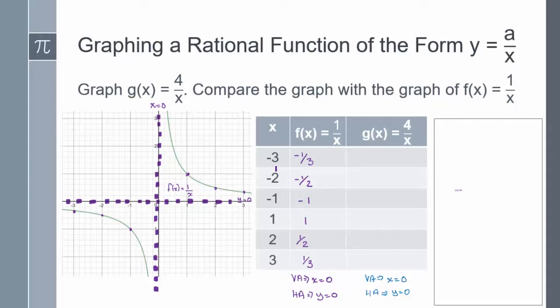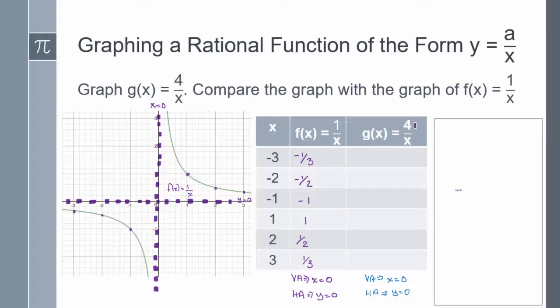So now I'm going to choose points that are to the left and to the right of my vertical asymptote x equals 0 and plug it into the function and simplify. I chose to keep my values x equals -3, -2, -1, 1, 2, and 3.